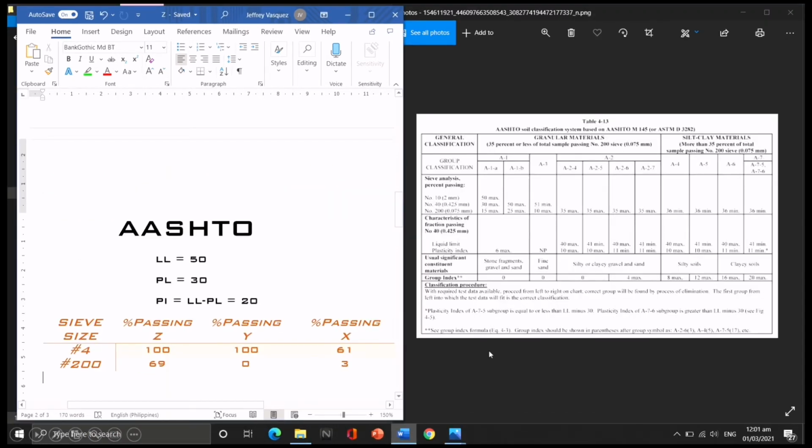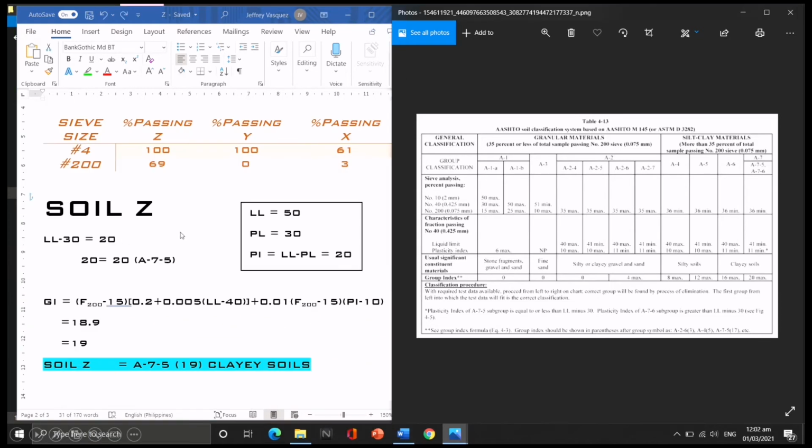Ngayon sa AASHTO naman tayo. So, ganun pa rin ating limits. Liquid limit 50, plastic limit 30, PI na 20. Na unang gagawin, syempre, so Z muna tayo. Basehin natin ito sa passing na 69 sa number 200. Yan. So, sieve analysis percent. So, pwede natin siya identify dito sa A4, A5, A6, at A7.